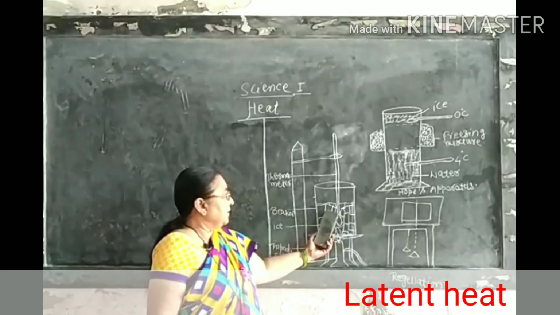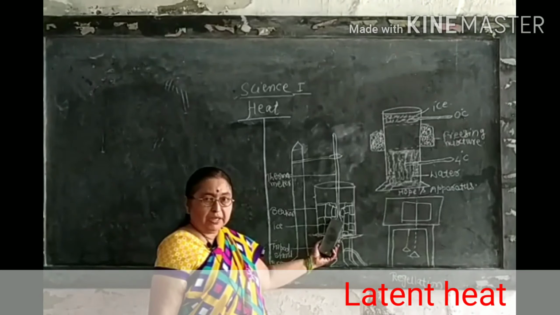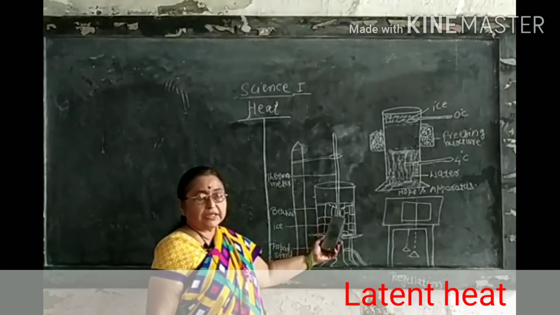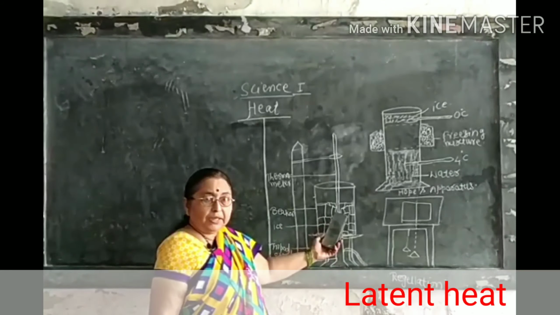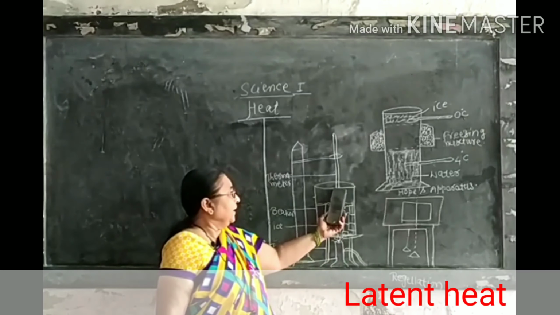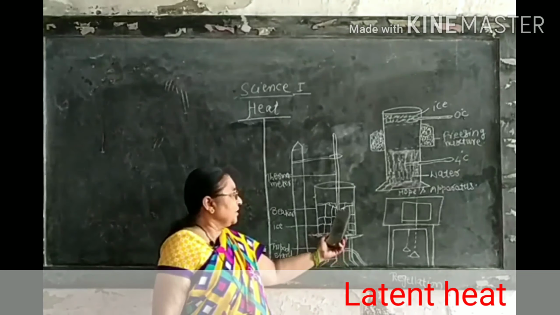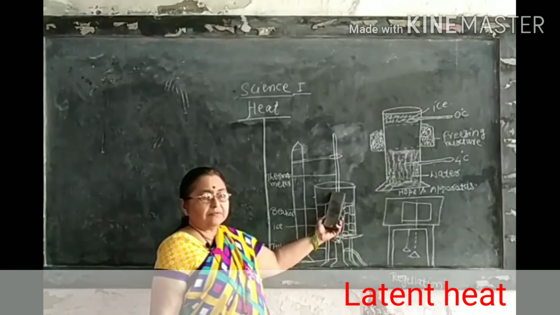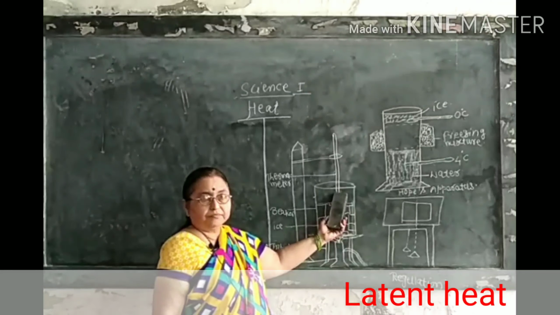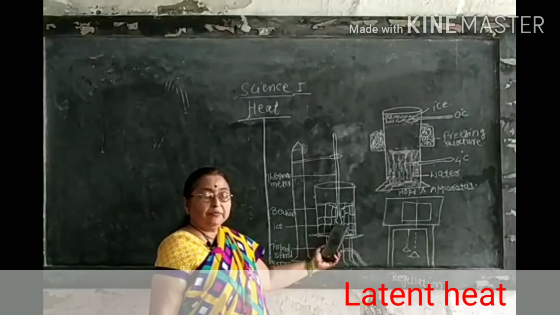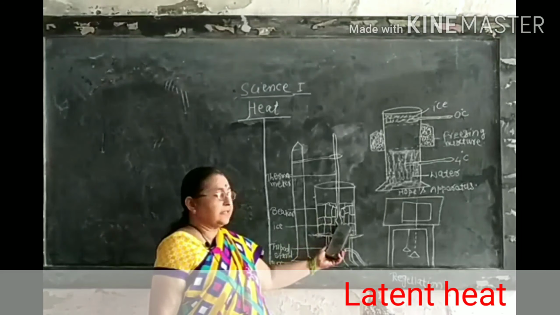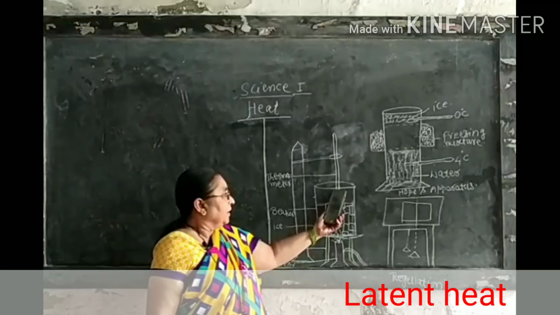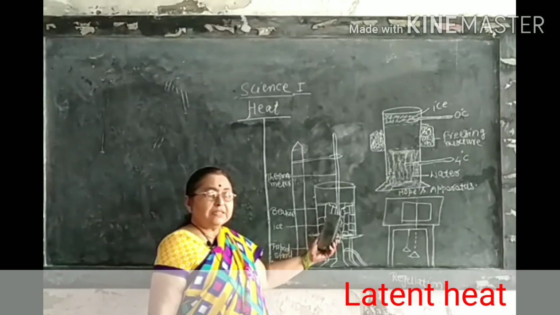Ice starts to melt, and the thermometer shows a rise in temperature. Up to what time? When the temperature in the thermometer reaches 0 degrees Celsius, it remains constant, until the ice completely melts and converts into water. This, as we have studied, is the latent heat.